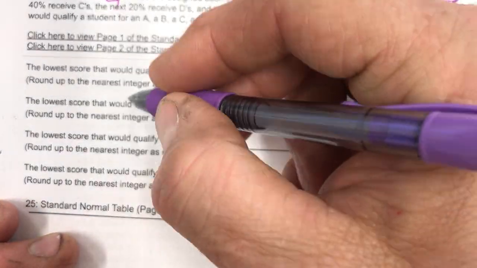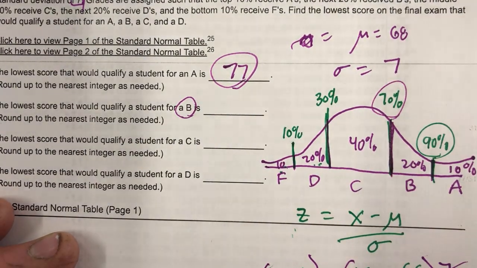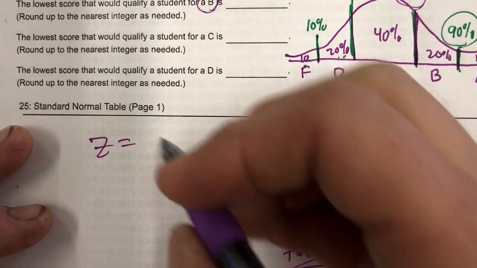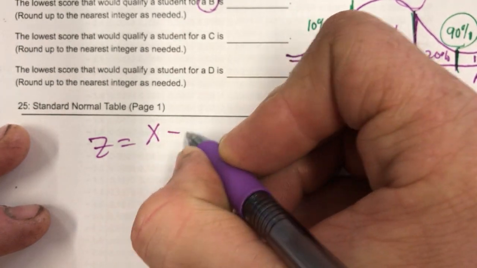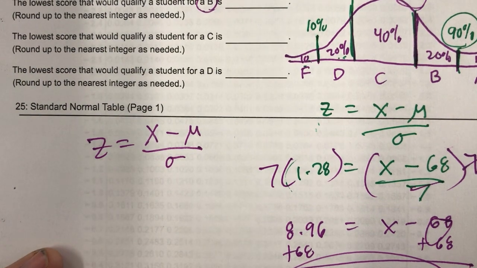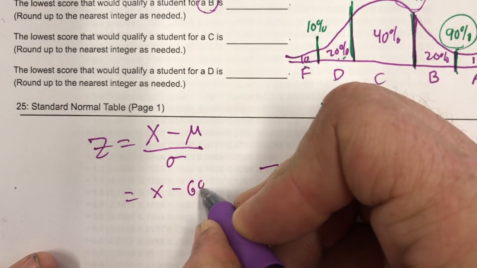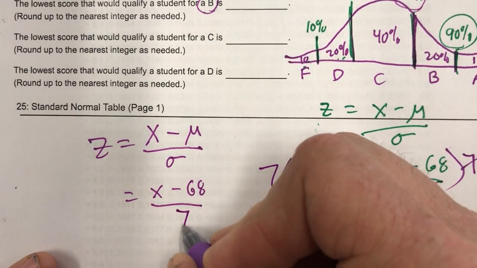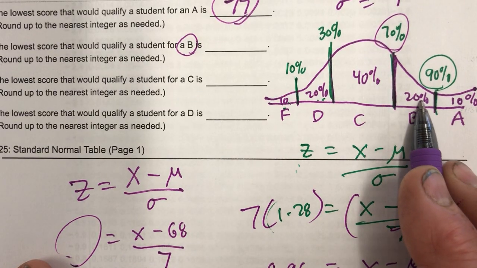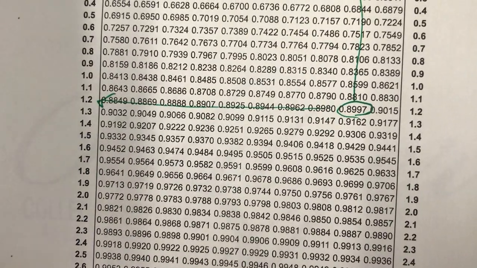What's the lowest score that would qualify you for a B? If you look at B, the lowest B is right here at 70%. So I look up 70%. Now again, z equals my x value, whatever it is, minus your mu, divided by the sigma, standard deviation. Now I don't know the x value, but this mu value was 68, and this sigma is 7. What's my z-score for 70%? 70% is the lowest you can make to get a B. So look up 70% on the table, so 0.70.